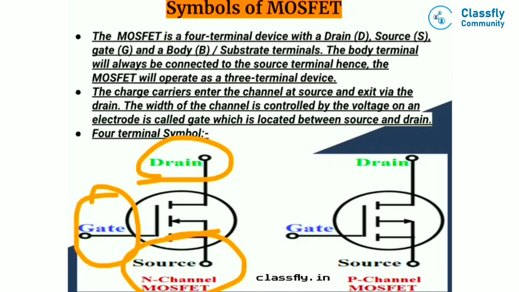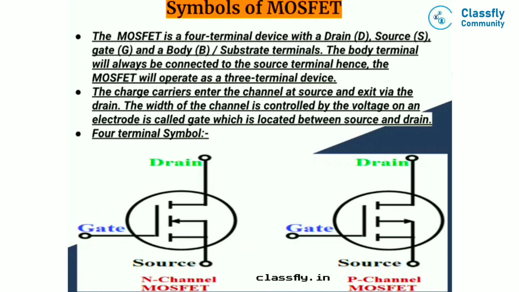So you understand till this point what is drain, what is gate, what is MOSFET, what is source, right? Source means from where the charge carrier will enter and drain means from where the charge carrier will exit, and the gate will control the voltage electrode. Cool. So we completed the 2 basic points of our symbols.